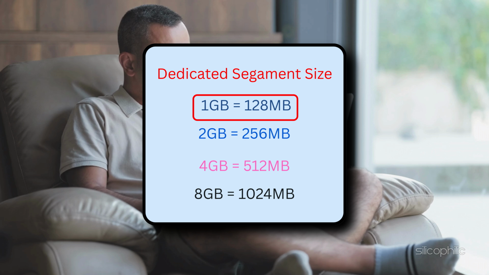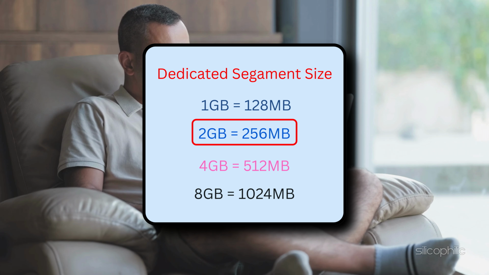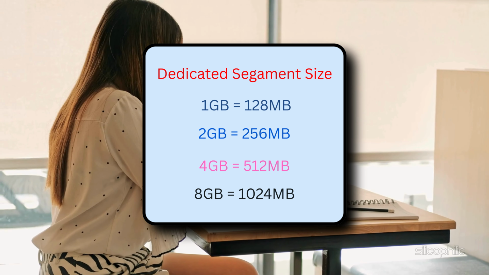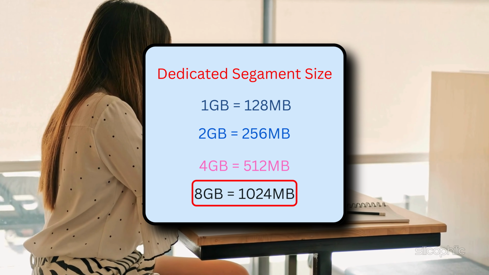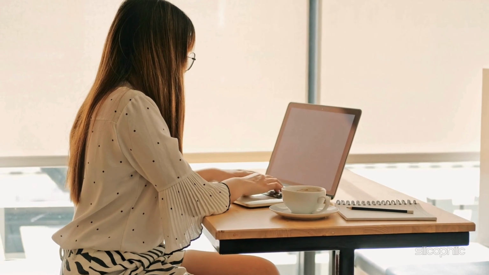For example, if your system has 1 GB of RAM, you can set the VRAM to 128 MB. For 2 GB of RAM, you can try to set the VRAM value to 256 MB. If you have 4 GB of RAM, set it to 512 MB. For 8 GB of RAM, use 1024 MB and so on. This guideline ensures your system has enough memory left for regular tasks while still improving graphical performance.